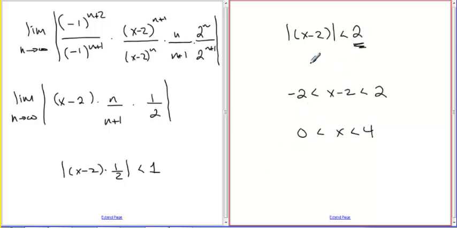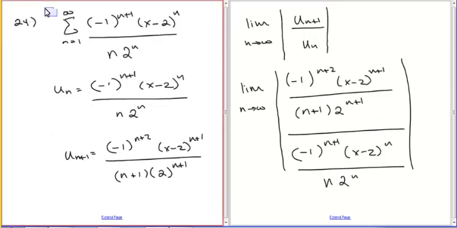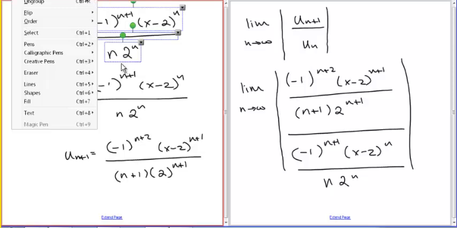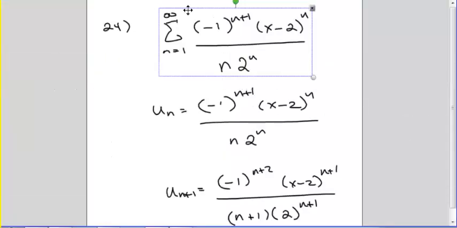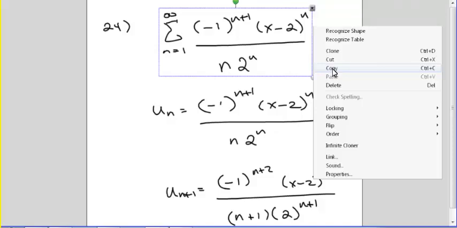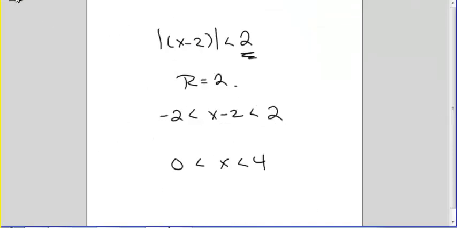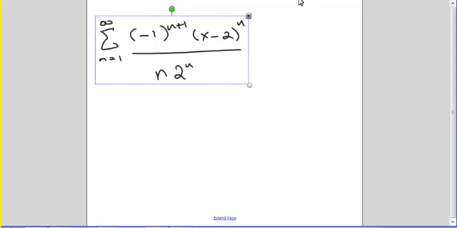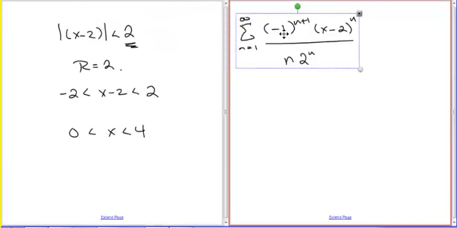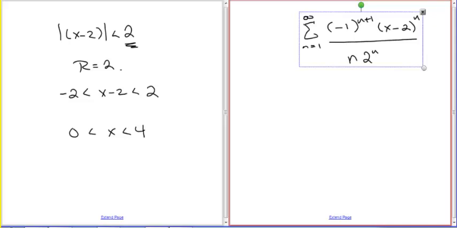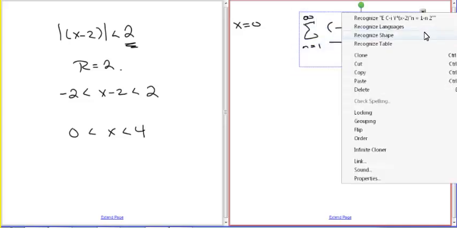And then we have to look at the endpoints. So I'm going to copy this thing here and paste it here. Okay, now I can go back to 2 pages. Okay, so that's it. And then we do when x equals 0, and we'll do when x equals 4, to do the endpoints of our interval.